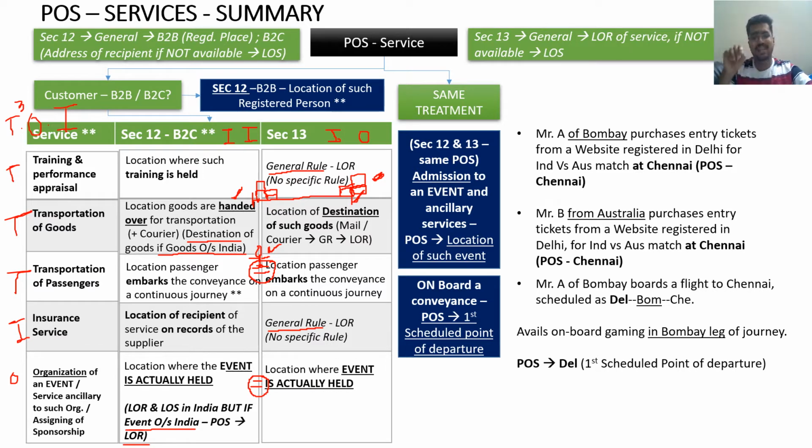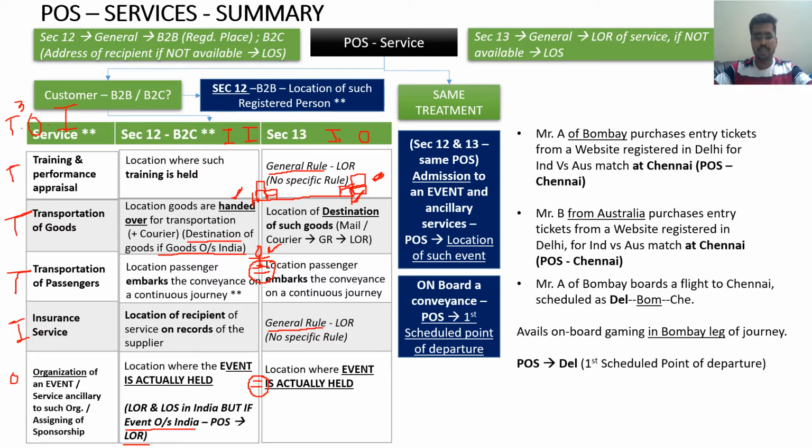However, if it is B2C, that is business to consumer, where an unregistered person is the customer, then each of the five services has a different place of supply, right? So we saw these five services for section 12, and its comparison, what would it be in section 13? What is the corresponding place of supply in section 13? What is the difference between 12 and 13, guys? Section 12 is where the location of both the supplier and the recipient is in India, and in section 13, either party can be outside India. If either the supplier or the recipient is outside India, then you need to refer to section 13. If both of them are in India, then you go to section 12, right?